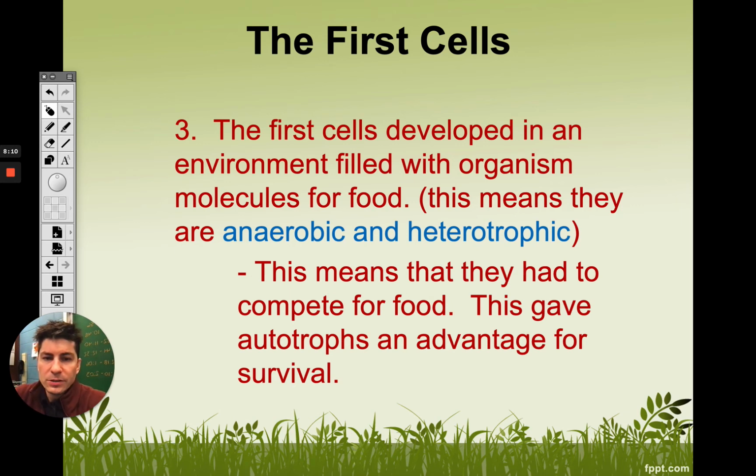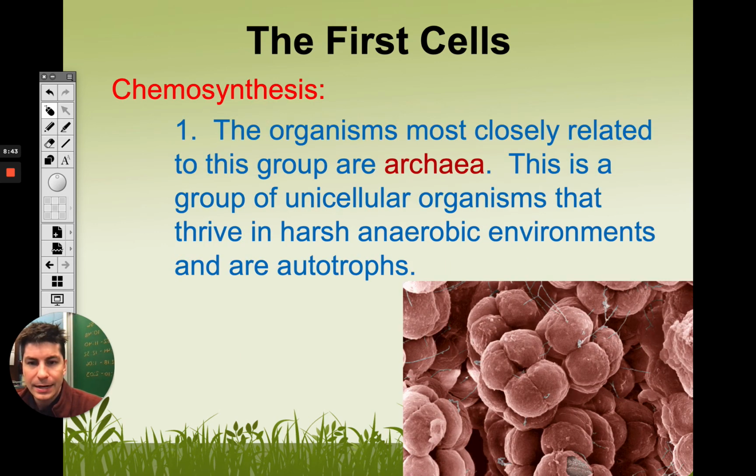So the first cells that we found, given that there was little to no oxygen on Earth, they were probably anaerobic. So anaerobic, they don't breathe air. Okay. They also were heterotrophic, meaning they could not make their own food. So what happened here, guys, is our early cells had to compete for food. Some got the food, some did not. If they got the food, they survived. If they didn't get the food, they died.